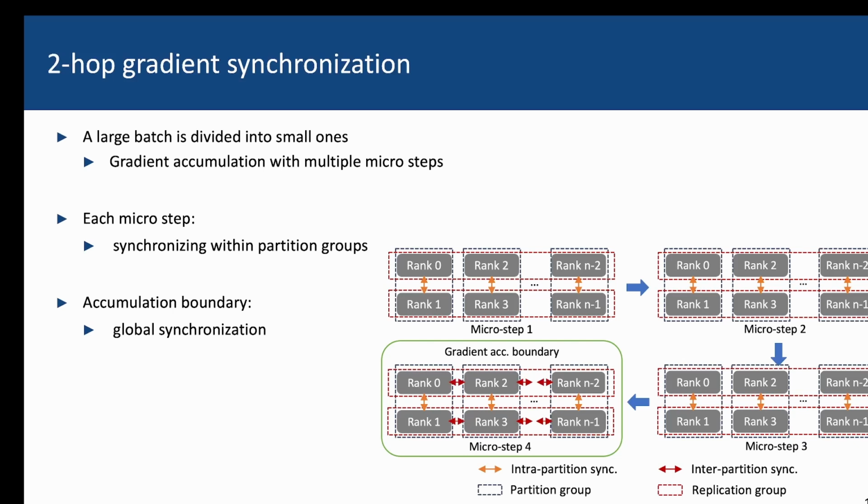We need to synchronize the gradients among all devices. We first synchronize the gradient within each partition group as well, then synchronize the gradient within replication groups. The benefit of this is that communication efficiency is guaranteed when we scale up the size of the cluster, as most of the gradient synchronization happens locally in partition groups.